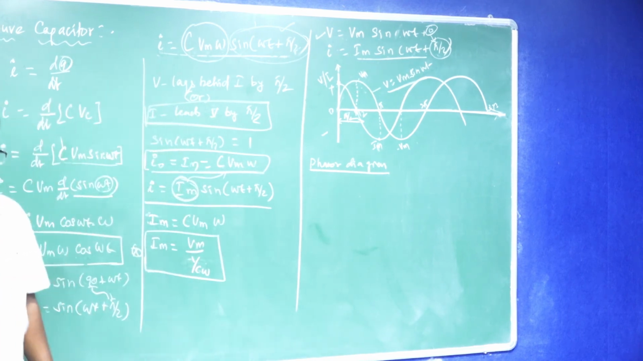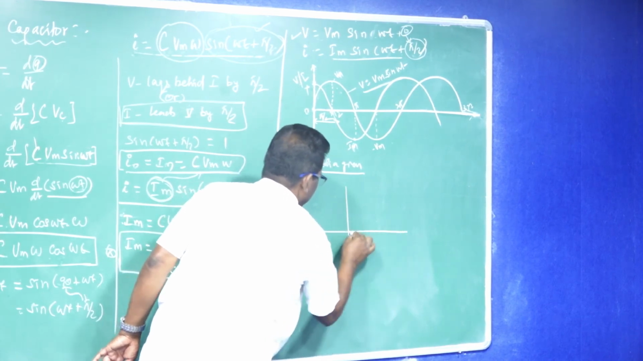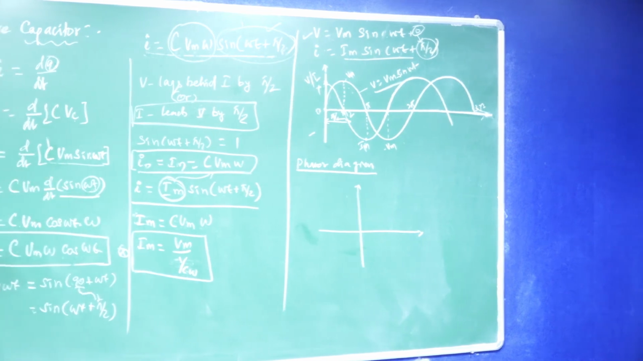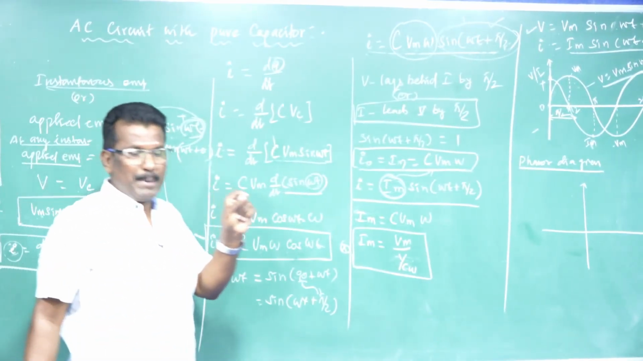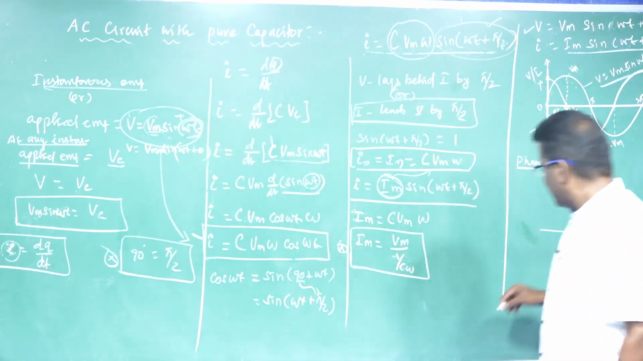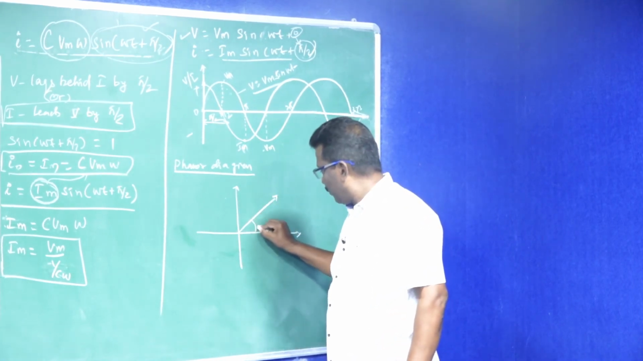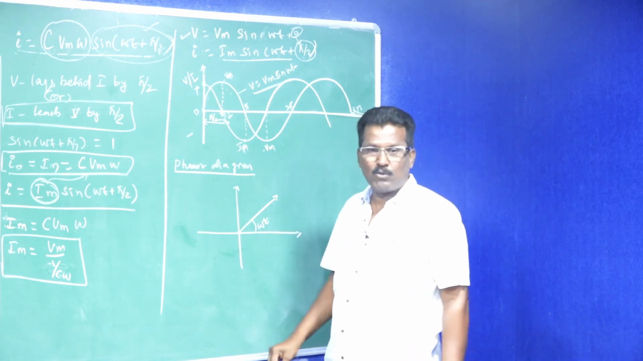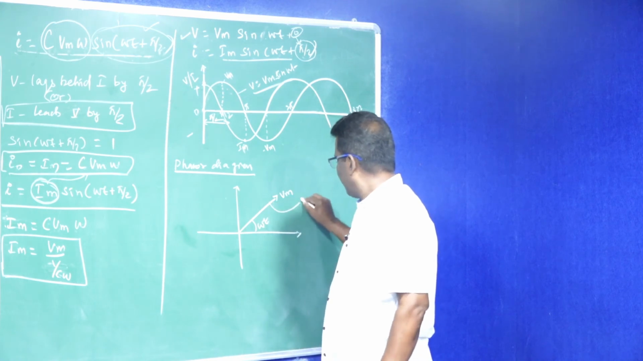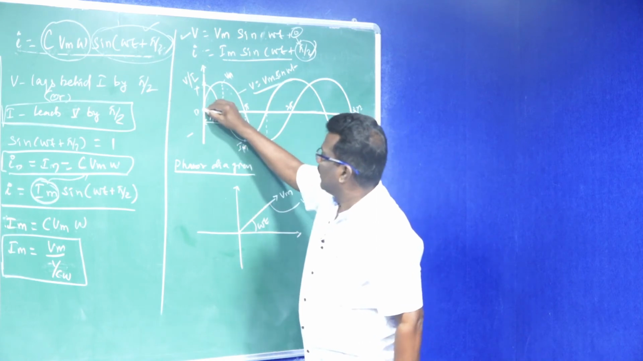How to express in the phasor diagram? So we know that the phase difference between current and voltage is always equal to pi by 2. The current leads the voltage by pi by 2. See, I can express the voltage in vector form. It is at angle omega t. Suppose it is Vm. So V is equal to Vm sin omega t.